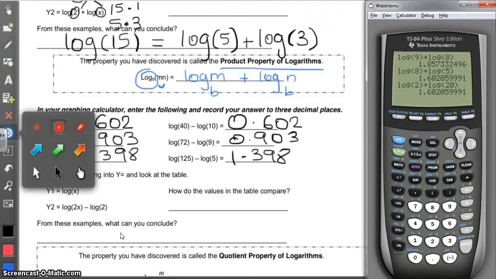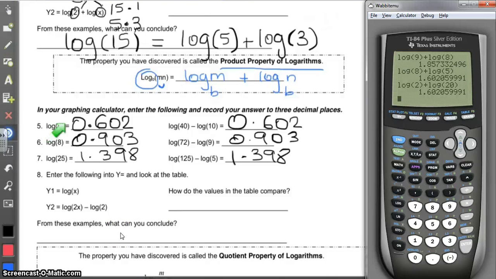Okay, now by looking at those, you can see that log of 4 is 0.602. Log of 40 minus log of 10 is going to be the same thing. Now look at those two, 40 and 10. What do we do with 40 and 10 to get a 4? 40 divided by 10 is 4. So since they are divided to get 4, if you subtract their logs, it's going to be the same thing. So if they are being multiplied, you add. If they're being divided, then you subtract.